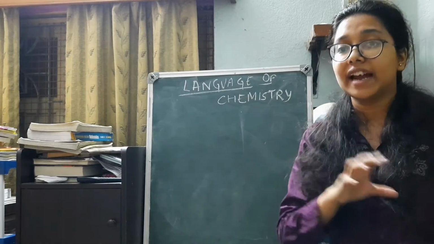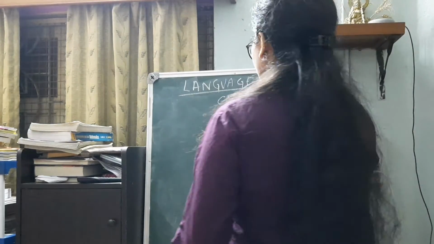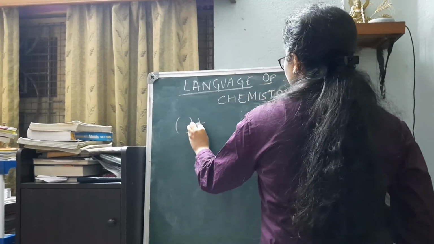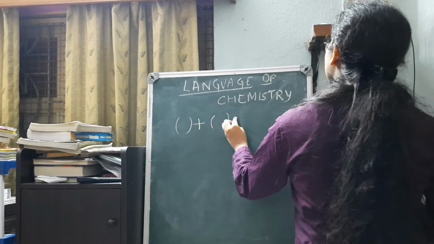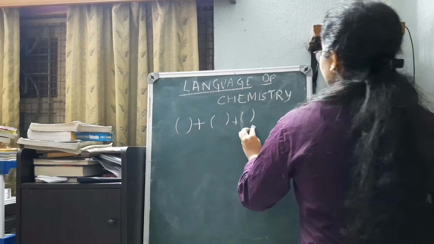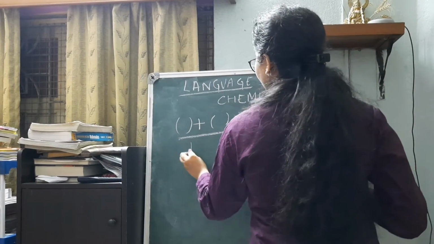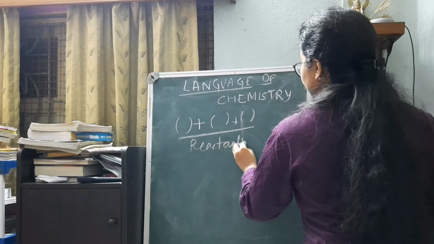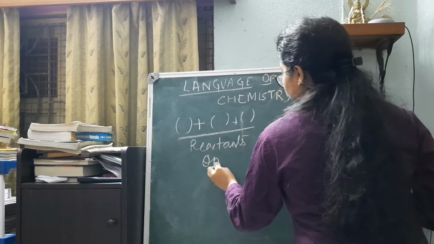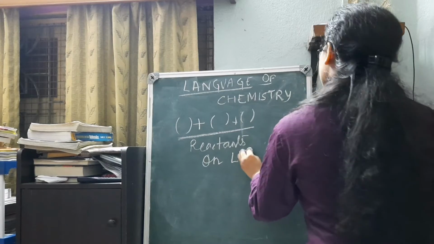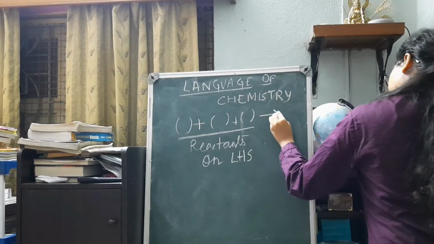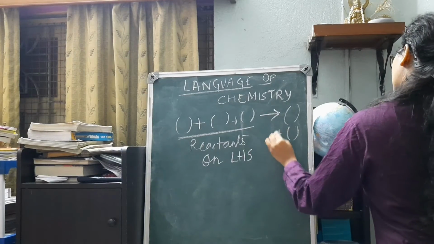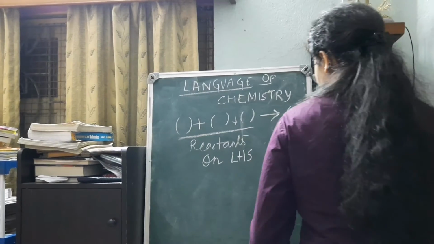Now, how do we write a chemical equation? Keeping a few things in mind. We write the name of the reactants with a plus sign in between them. These are the reactants on the LHS part. Then put an arrow. Write the products formed, joining them with the plus sign.